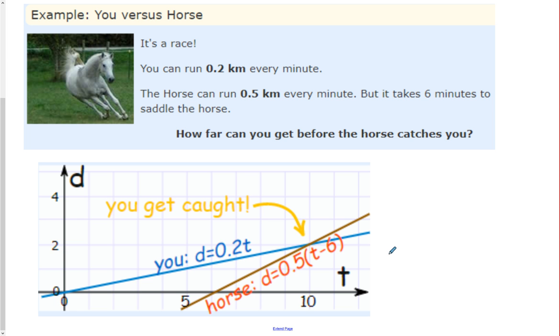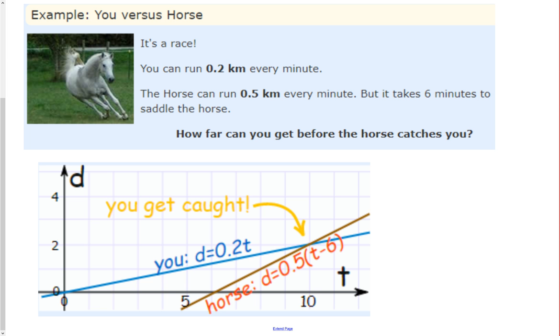And that point of intersection is where the horse catches you, where something catches up to something else. Okay? So I think you can imagine probably why things like traffic lights would be based on systems of linear equations, right? Because we have things starting and stopping and moving at different speeds. So this is kind of a silly example, but it shows why the point of intersection is important. It's usually a very meaningful point in what we're doing. So that's what we mean when we say solve. We find that point of intersection.